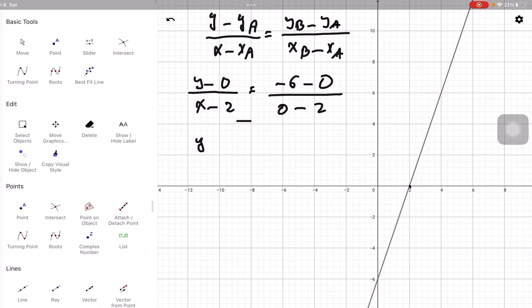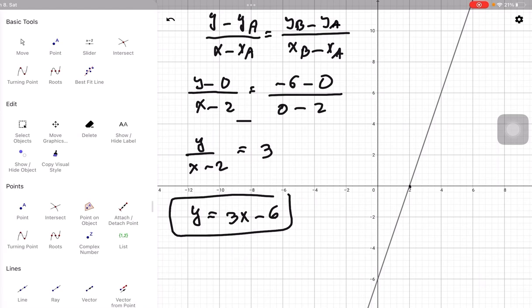Okay, in this case we have y divided by x minus 2 equals 3. It's very easy. I can find here y equals 3x minus 6. The equation is very easy. We can find it with this new formula, from both sides we can use this one.